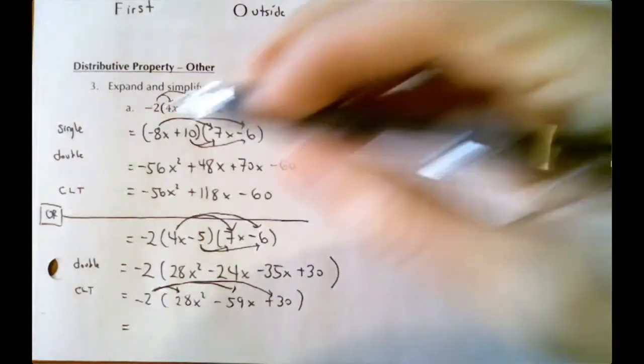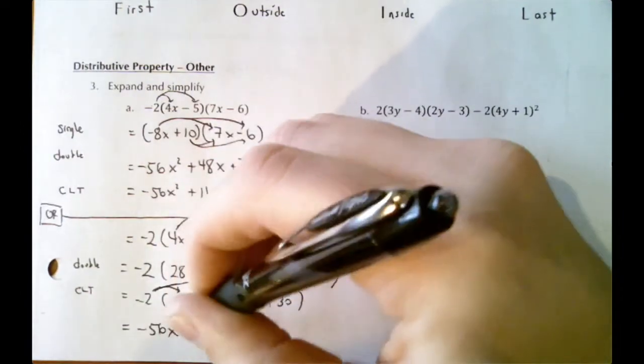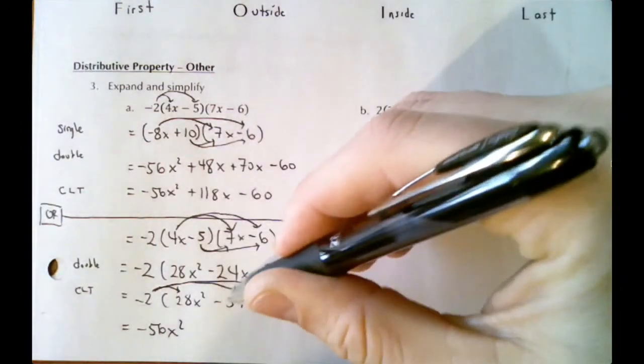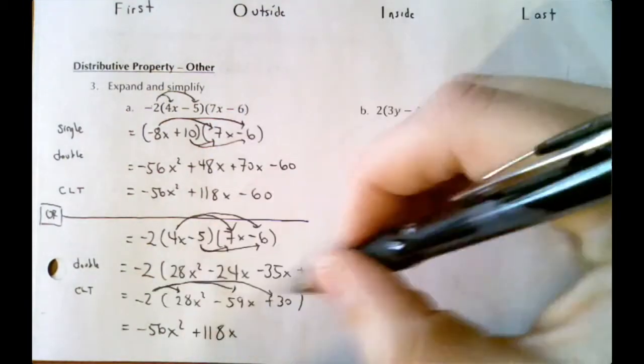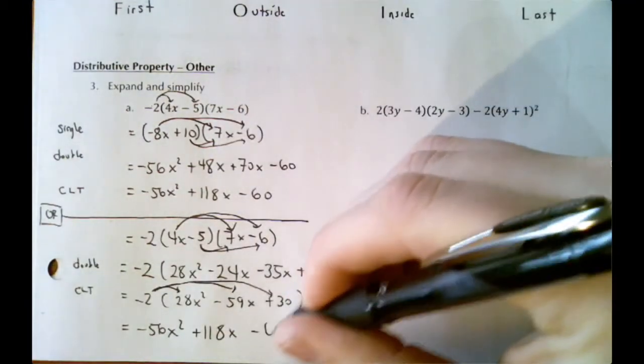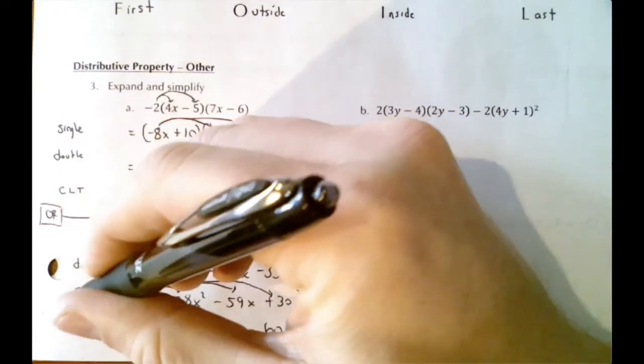Now let's see what we get. Negative 2 times 28 is negative 56x squared. Negative 2 times negative 59 is 118x. And negative 2 times 30 is negative 60. So there we go. We end up with the exact same answer. But this time we did the double, then collect like terms, and then the single.